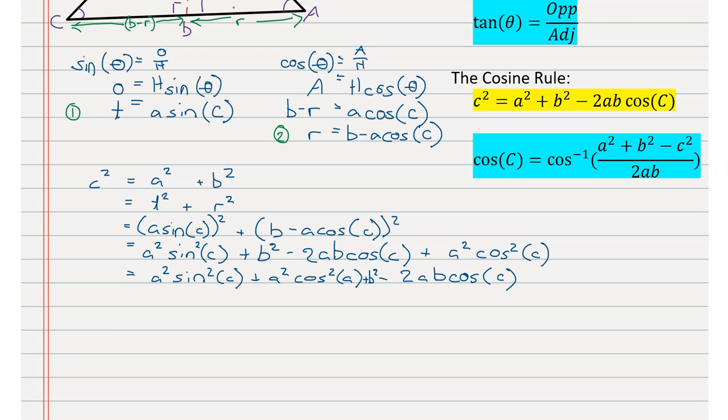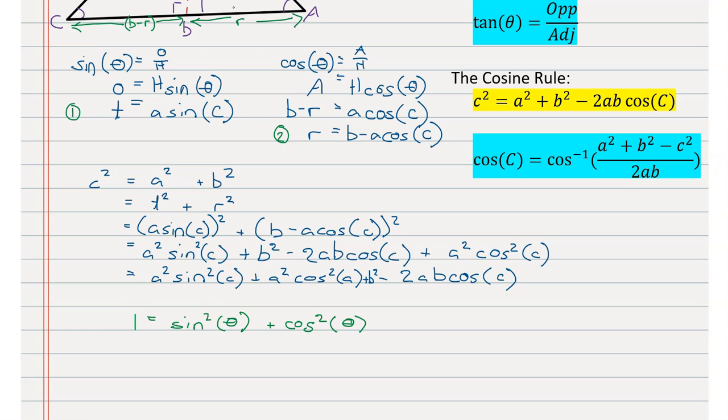Awesome. Now there's one trigonometric identity that we need to use to simplify this down even more, and it is sine squared theta plus cosine squared theta is always equal to 1. So 1 equals sine squared theta plus cosine squared theta. So put it in your calculator. For whatever value of theta you put in, it's always going to be equal to 1.